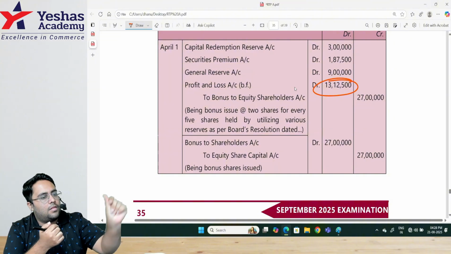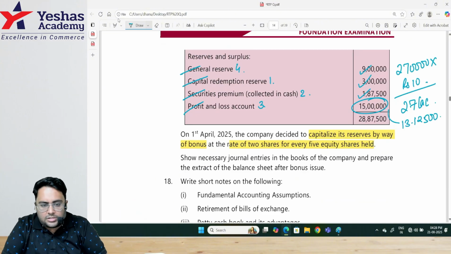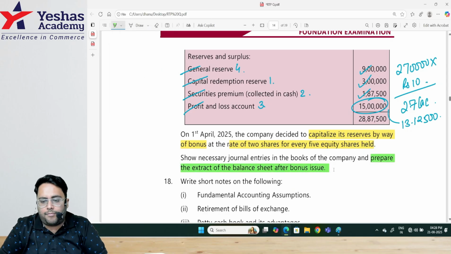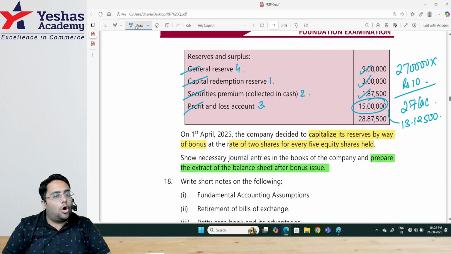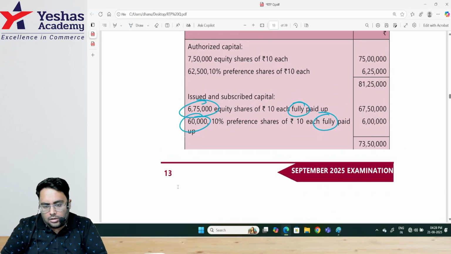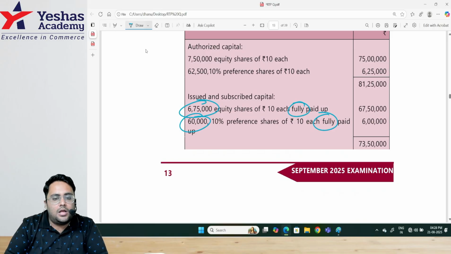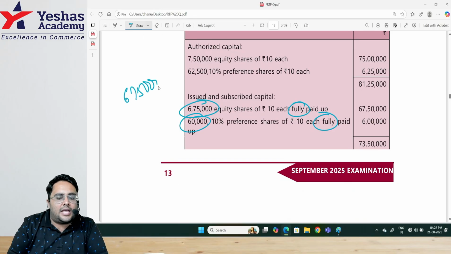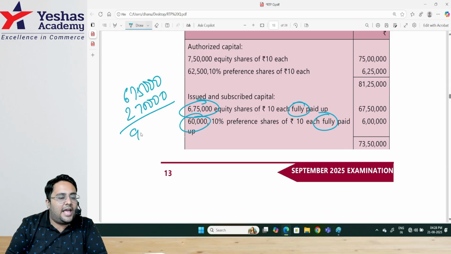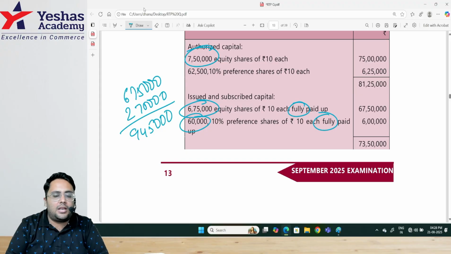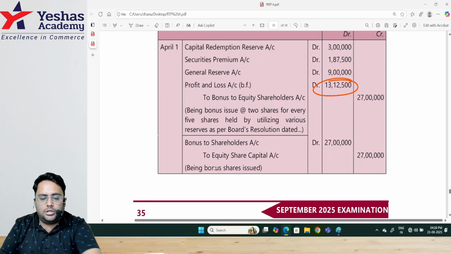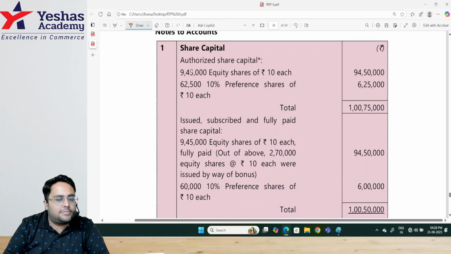Got it? Okay. The question has also said, prepare the extract of balance sheet after bonus issue. Can you tell me which elements will change? Authorized capital. Authorized capital will also change. Why? 6,75,000 was existing. 2,70,000 I have issued. How much? 9,45,000. Your authorized capital is only 750. So you need to pass a resolution and assume that the authorized capital has been increased. Now, in the solution, you can see authorized capital has been increased.